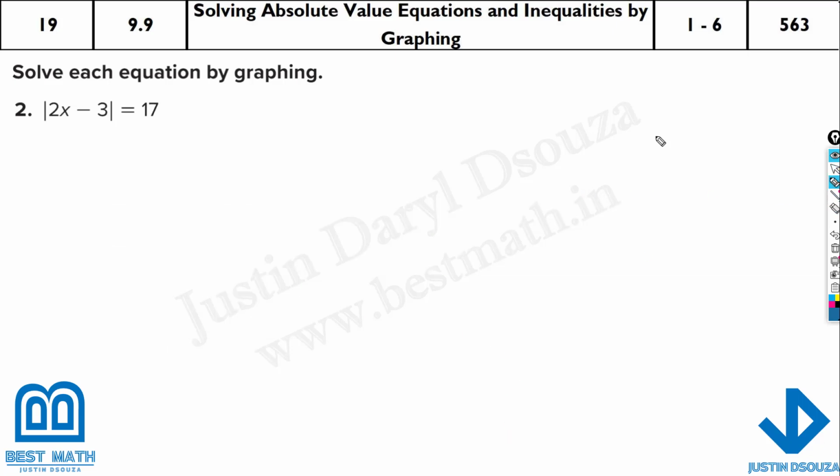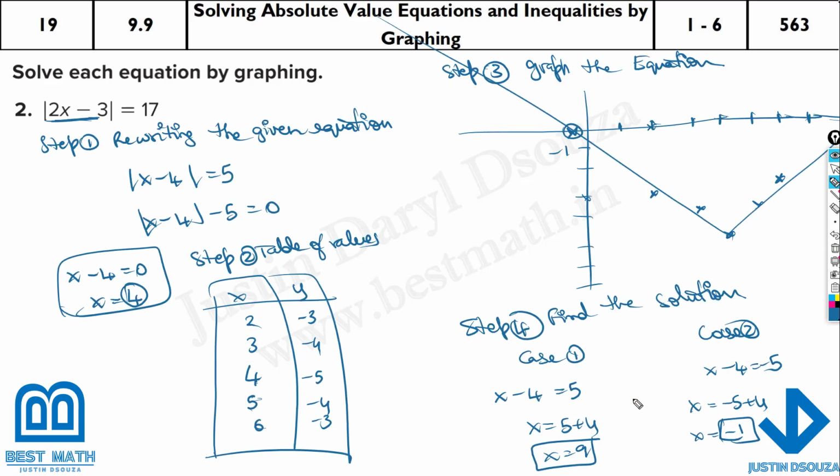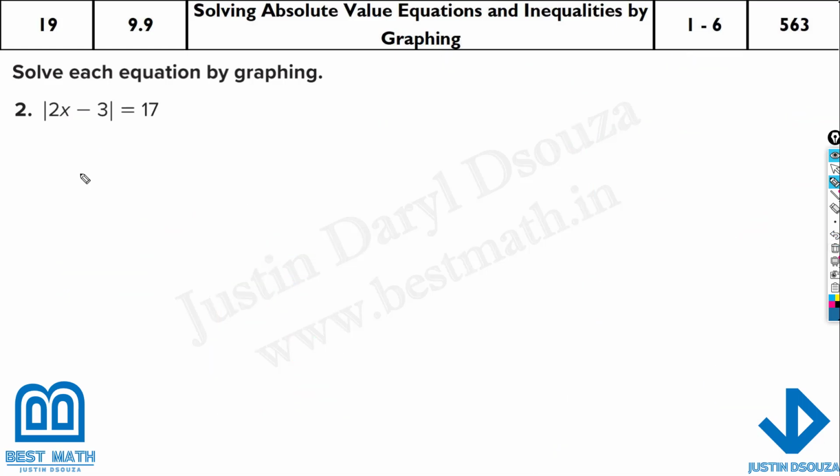How about this problem? Same thing. I'm not going to do it in detail. You need to remember these detailed steps. I'm just going to quickly run through it. So the equation is going to be the absolute value of 2x minus 3, minus 17 equals 0. That's step 1. Step 2 is the table of values.